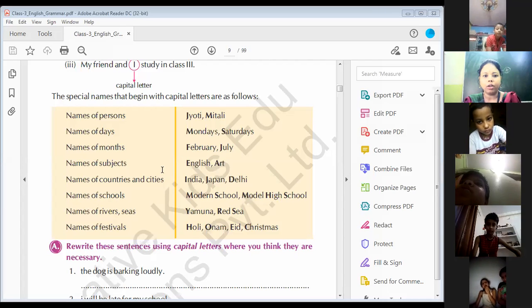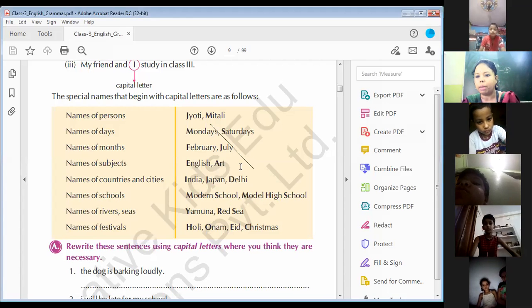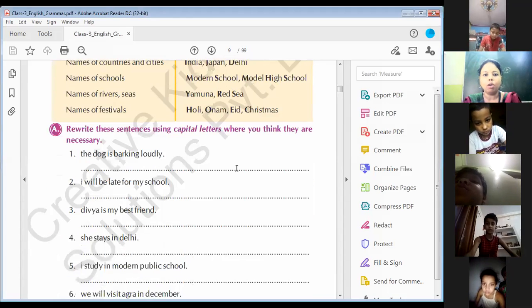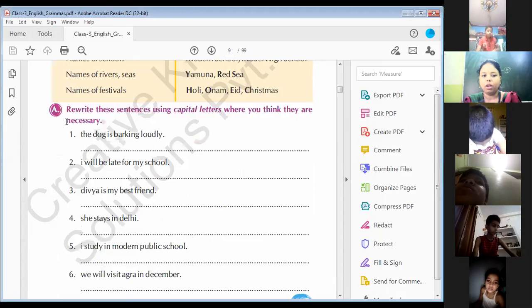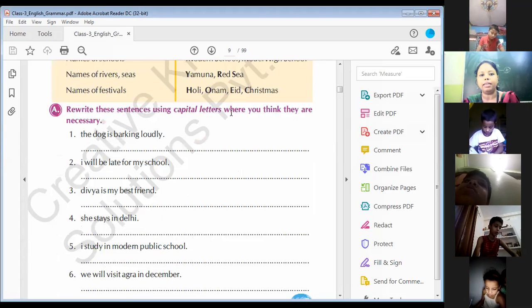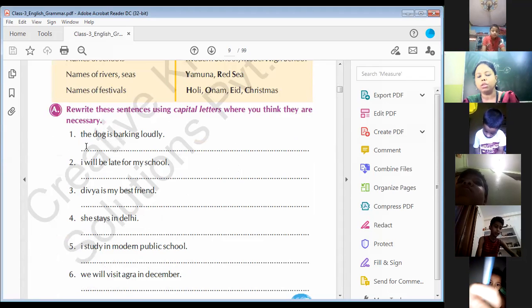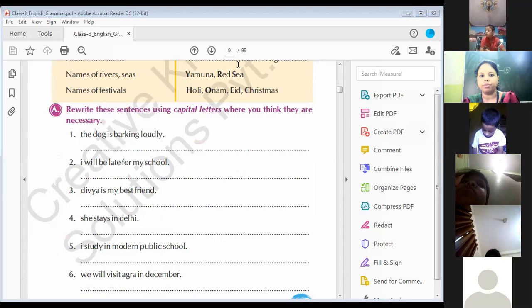So students, I hope you understood where we have to use capital letters and small letters. Now move to exercise A on page number 13 of your grammar book. Rewrite these sentences using capital letters where you think they are necessary. So here we have to find out where we have to use capital letter and where we have to use small letter. Understand? Let's start with the first question.